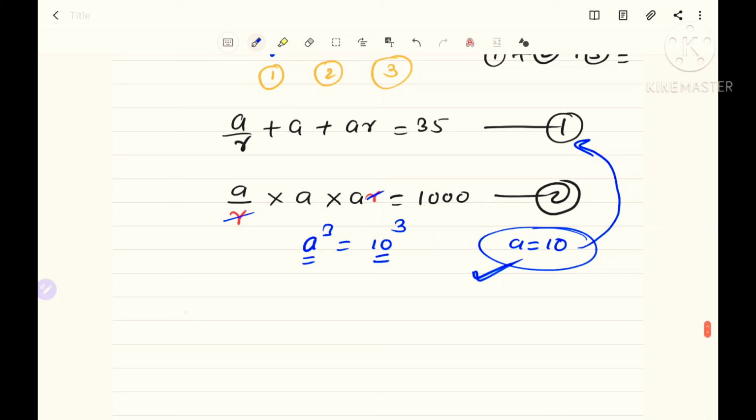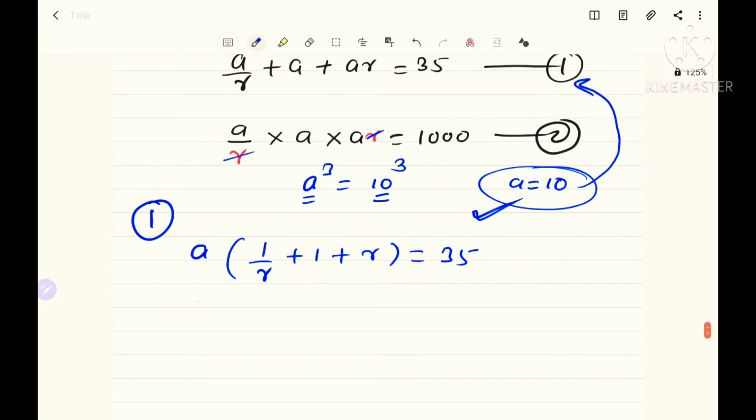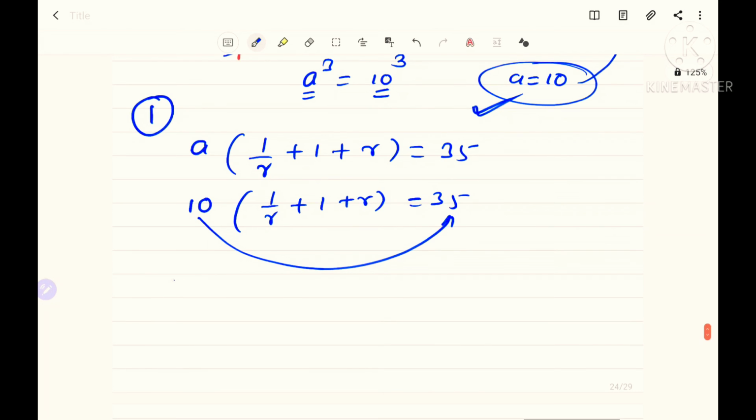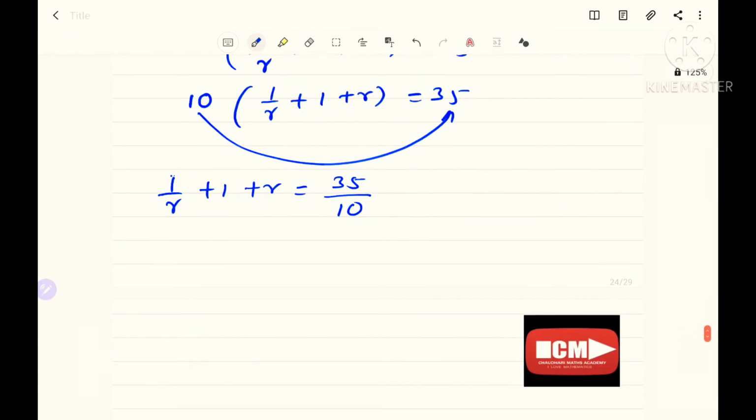If I take that A common from equation 1, it becomes 1 upon R plus 1 plus R equal to 35. I'm talking about equation 1. Now, since we know this value of A, substitute over here. This is 1 upon R plus 1 plus R equal to 35. Shift this 10 to the right hand side. So this expression leads to 1 upon R plus 1 plus R equal to 35 by 10. Right? Overall, 1 upon R plus 1 plus R becomes 7 by 2. Is it 7 by 2?